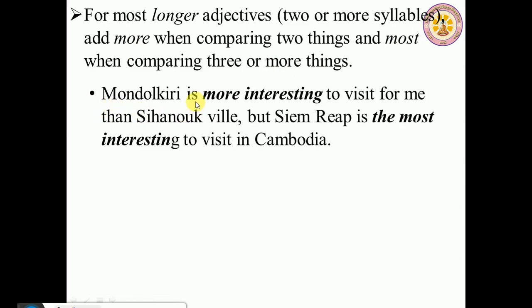Example: Battambang is more interesting to visit for me than Sihanoukville, but Siem Reap is the most interesting to visit in Cambodia. You compare Battambang and Sihanoukville, so Battambang is more interesting. We use the comparative and we use more here because interesting is a three-syllable adjective. For long adjectives we use more. Then we use the superlative, the most interesting, because we want to compare all the places to visit in Cambodia. Siem Reap is the most interesting.